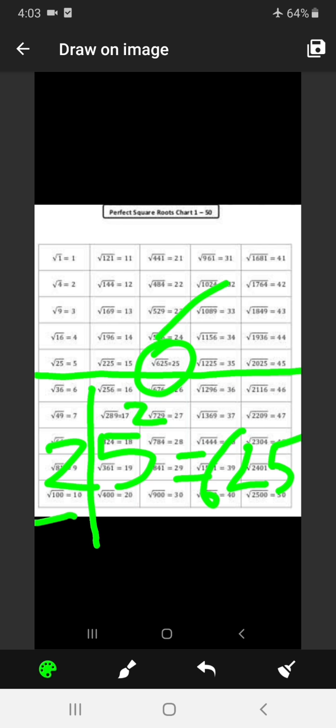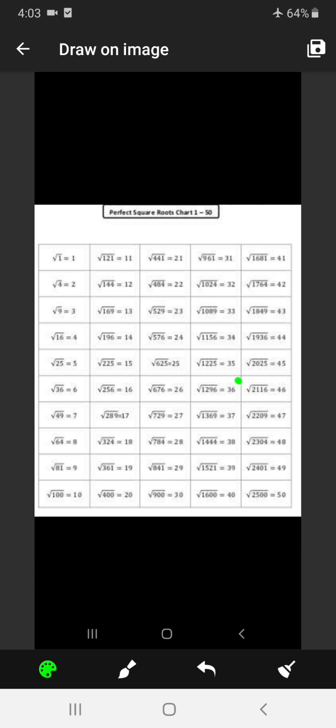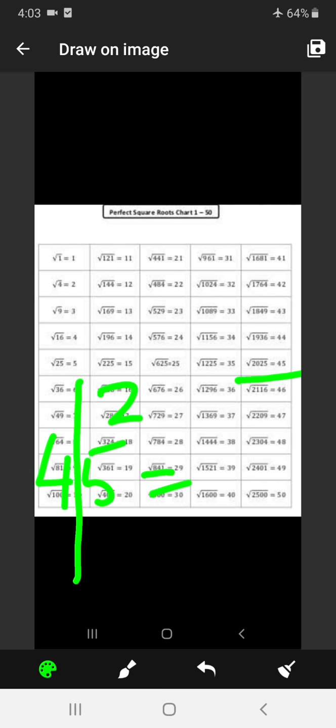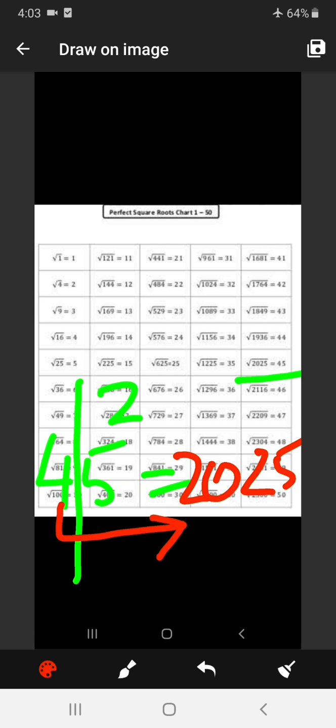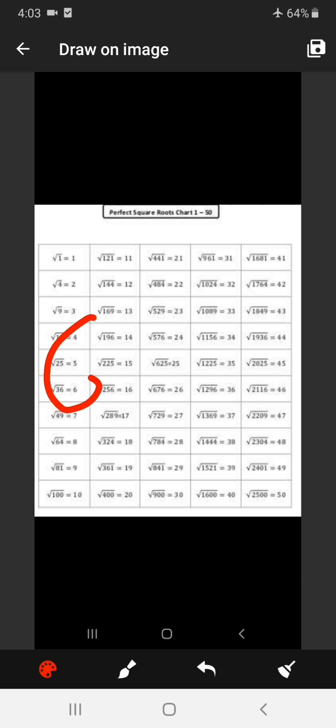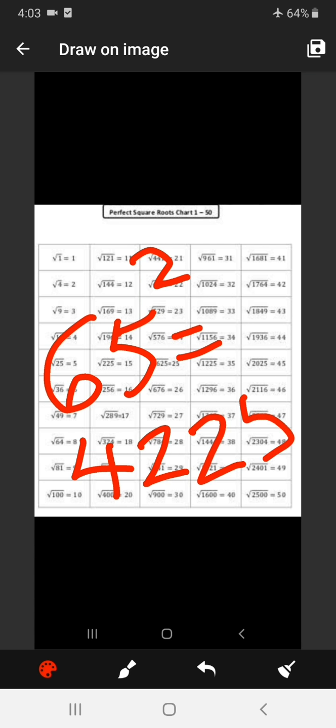Is it correct? Yes. So let's validate it for 45. 45 square divided into two parts. So 5 square would be 25 and 4 would be multiplied with its successor, that's 5. So 4 5s are 20. So 2025 is the square. Isn't it interesting? So can you now quickly tell me the square of 65? The square of 65 would be 4225. Does it make sense?